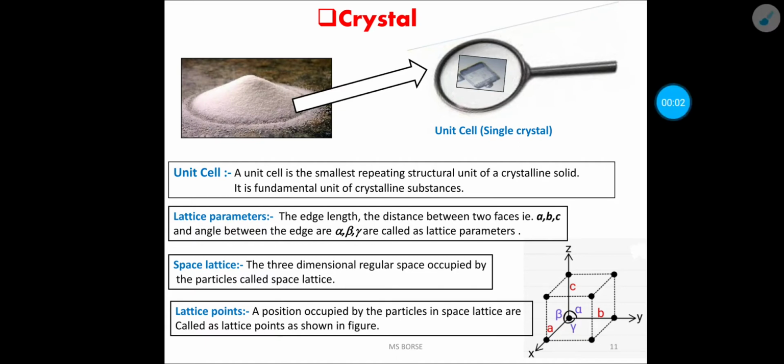Good morning, students. This is our physical chemistry lecture. The chapter number is 4, crystal structure.